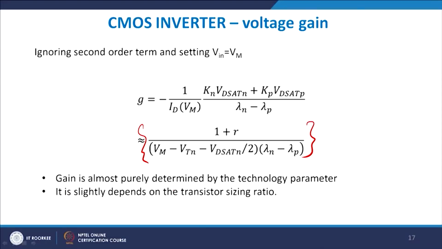Now, if you ignore the second order term and put Vin equals Vm, where Vm is the switching threshold, then I get the gain G to be this quantity which you see in front of you. It depends upon all these factors. Therefore, gain is purely determined by the technology parameters and depends only slightly on the transistor sizing ratio. It is mostly determined by the technology parameters and not by the structural parameters of the device.